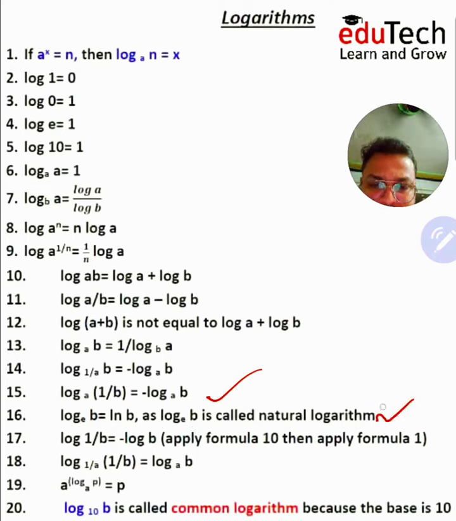16th one, log b to the base e is called natural logarithm. 17th one, log 1 upon b can be written as minus log b. Apply formula of 10, then apply formula of 1. 18th one, log 1 upon b to the base 1 upon a equals log b to the base a.